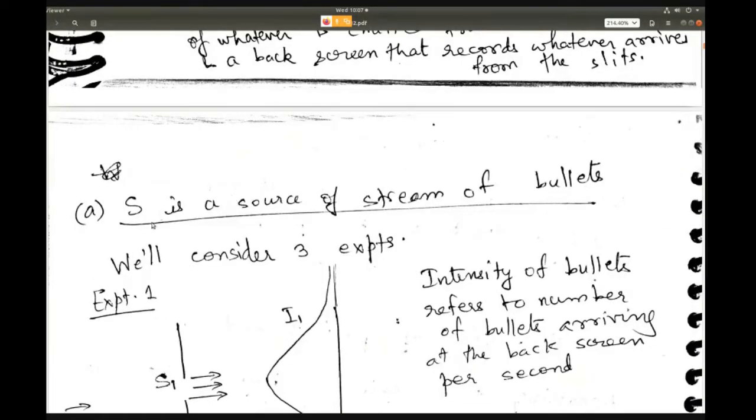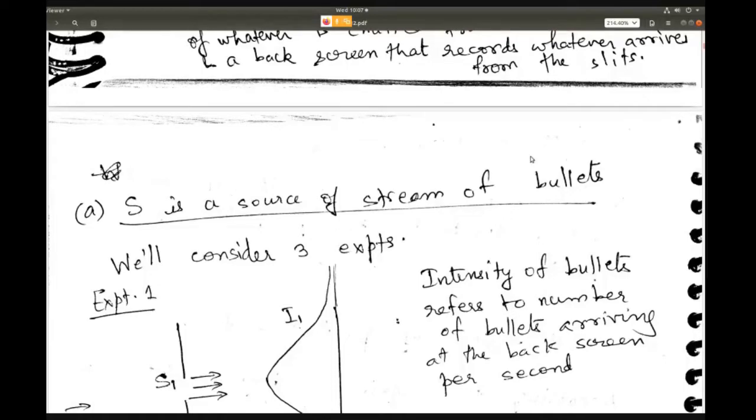In the first case, we look at what happens when S is a source of a stream of bullets. Bullets, as you know, are macroscopic particles. You can actually look at them with the naked eye, so you know where they are. You can also calculate their trajectory, you know where they are going to go, and all of that.